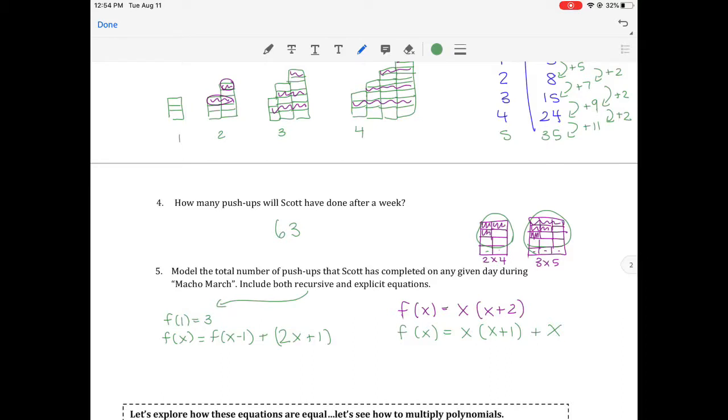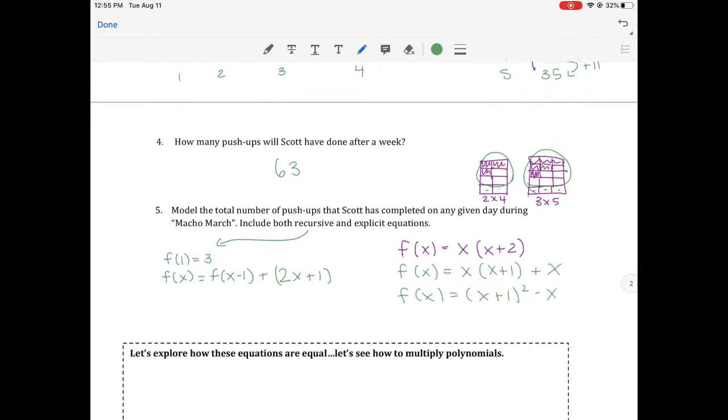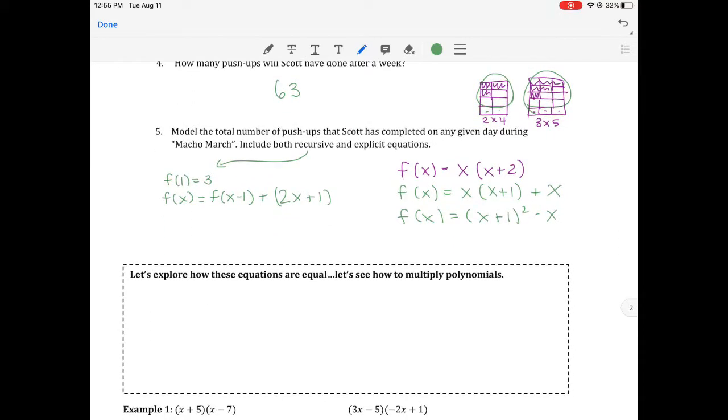Another one that does end up being equal is f of x equals x plus 1 squared minus x. These all end up being the same equation. Remember, the cool thing about tasks, there's lots of ways to look at it. So, great. We kind of know how to come up with these quadratics. We understand where they're forming. We can see that common second difference.